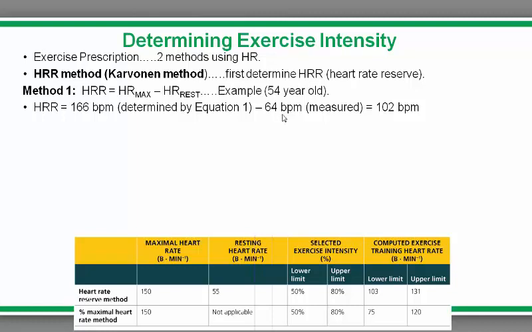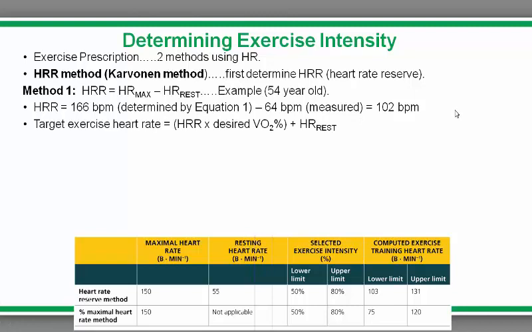If we know their resting heart rate, and we find their resting heart rate is 64, and this is best measured as soon as a person wakes up in the morning, before they actually stand up out of bed. That's the best, most accurate measure of a person's resting heart rate. So if we have that at 64, the heart rate reserve is 102. So the 102 represents the increase range that a person can experience, in fact, the 54-year-old, from their resting.